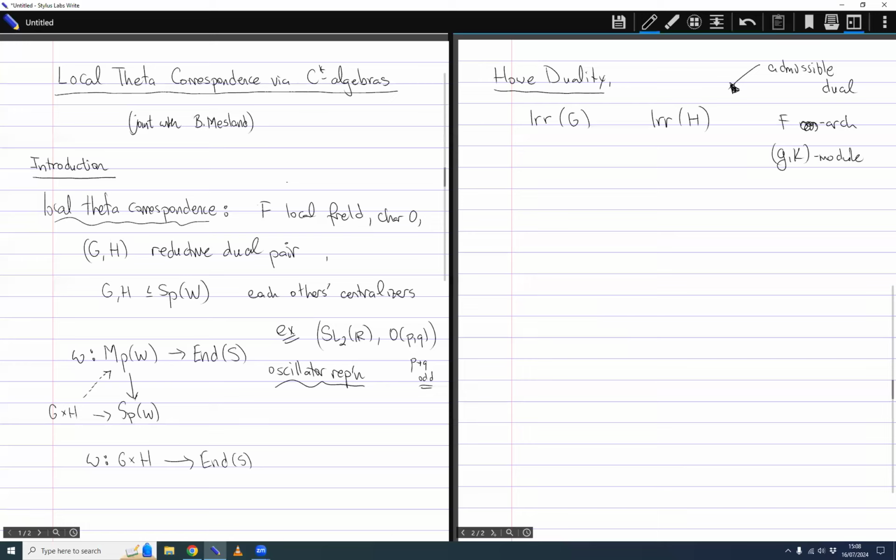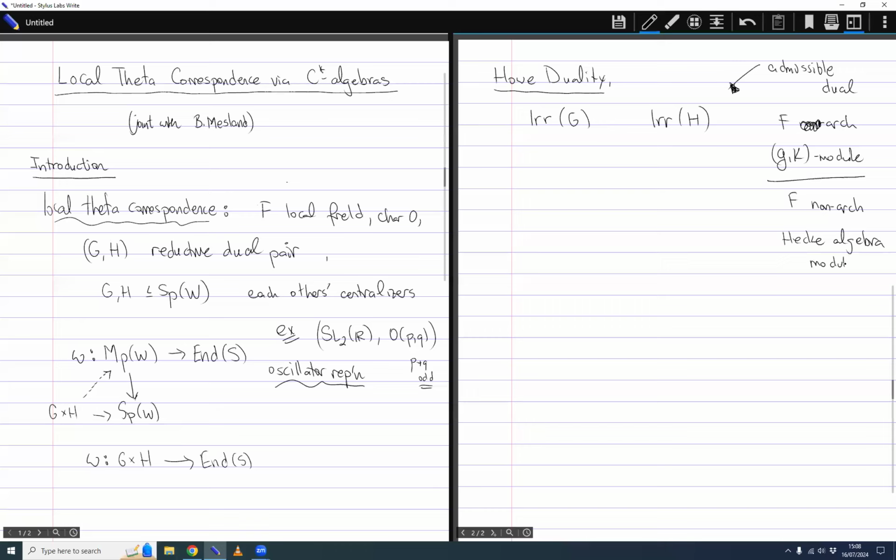I meant Archimedean, not non-Archimedean. And if F is non-Archimedean, which I will probably focus on today, then the irreducible admissible representations are just the smooth irreducible ones, so that stabilizers of points are open. That's the same as modules of the Hecke algebra. This admissible category is the same as Hecke algebra modules.